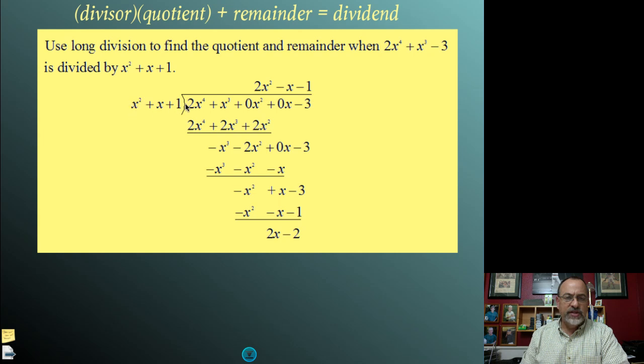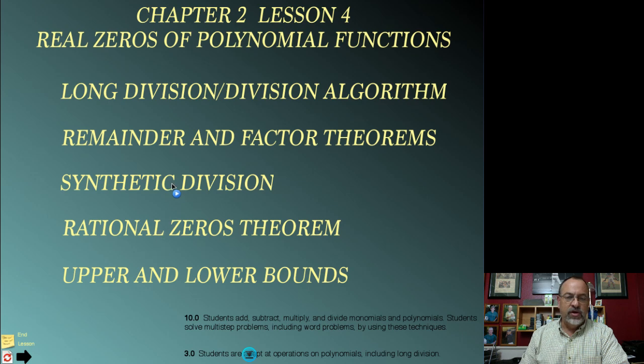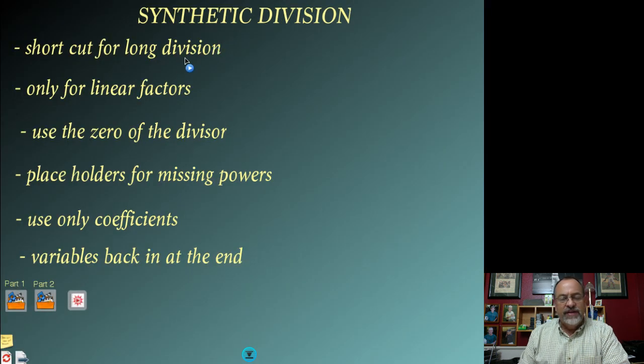We then divided the x squared into the x to the fourth, and then we multiplied, wrote this, and then added the opposite, etc. We're not going to do that. Synthetic division is a shortcut for long division. As I said, it's only for linear factors, so we can only do this when we have linear factors in the form x minus k, much like we were working with when we were doing the remainder and factor theorems.